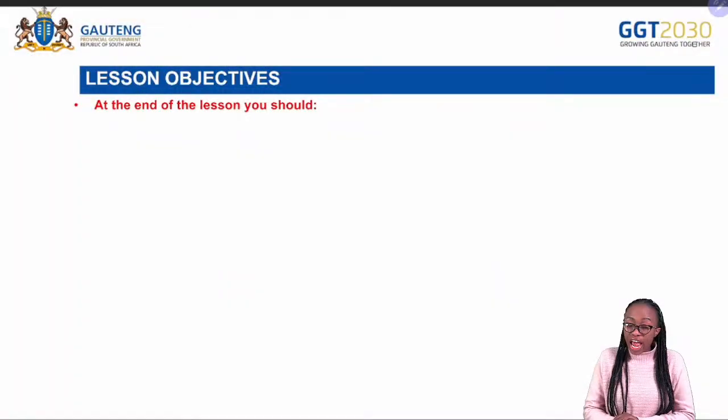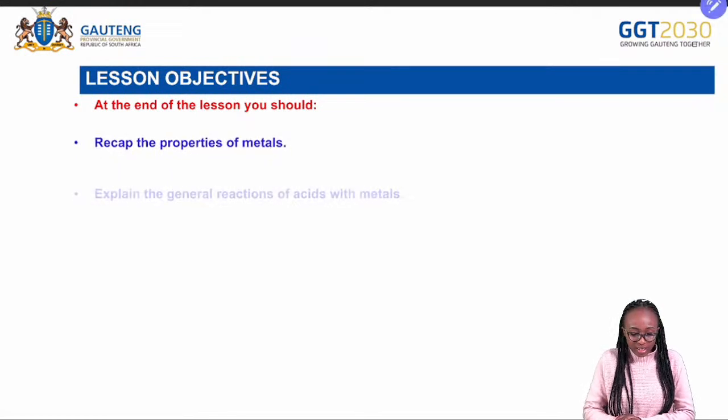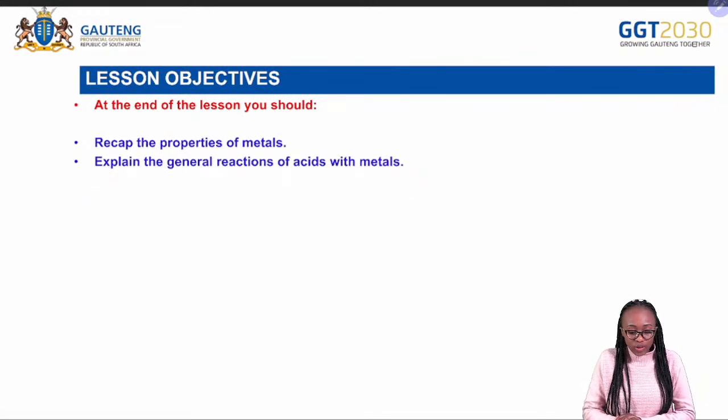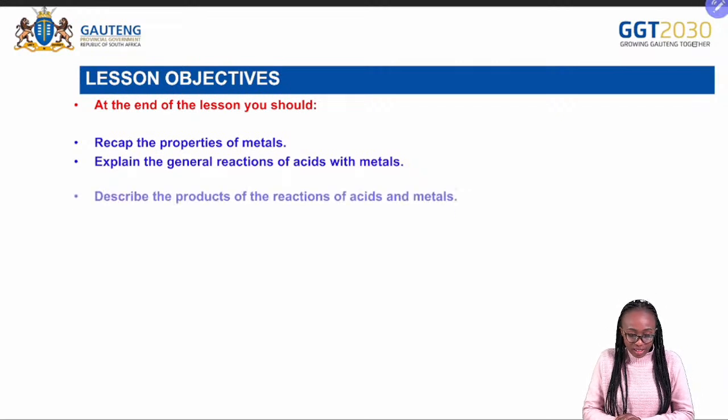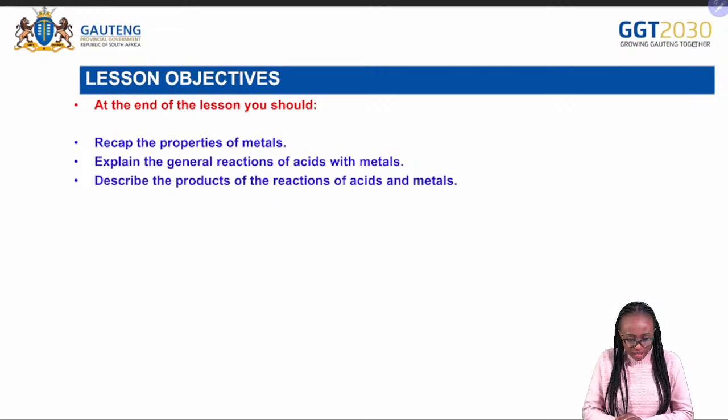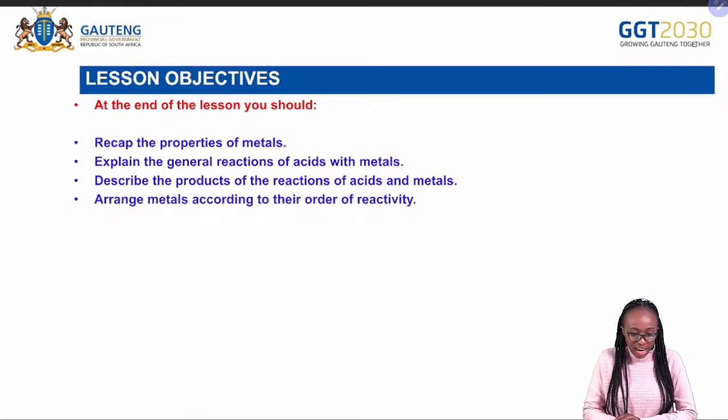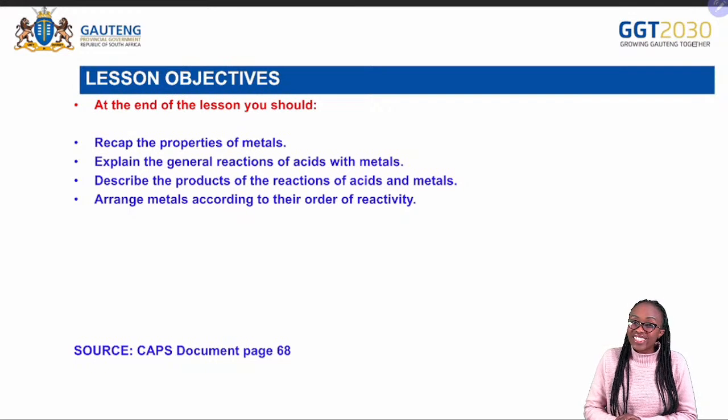Okay, grade 9 learners, let's look at today's lesson objectives. By the end of today's lesson, you should be able to recap the properties of metals, explain the general reactions of acids with metals, describe the products of the reactions of acids and metals, and arrange metals according to their order of reactivity. All of this is sourced from your CAPS document on page 68.